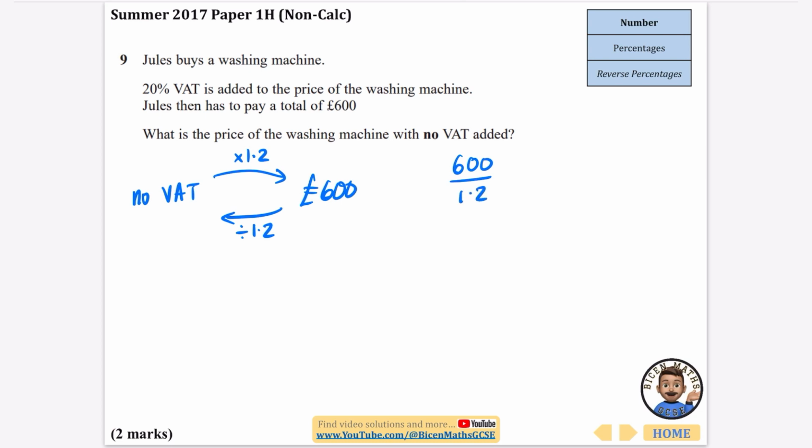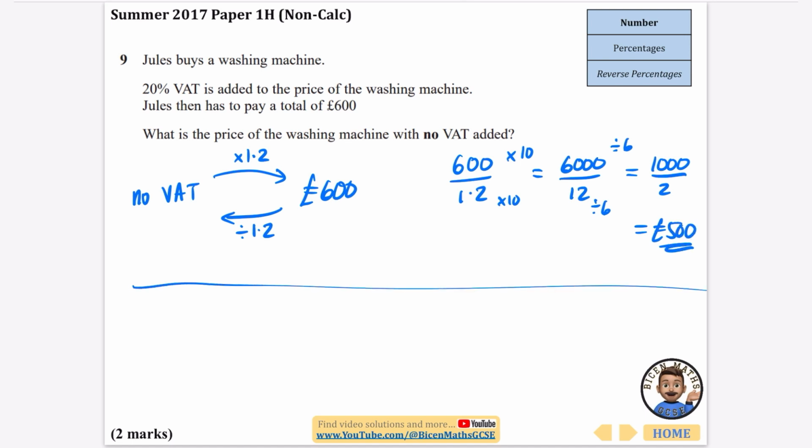Well, I don't like dividing by decimals, so I'm going to times the top by 10 and the bottom by 10. So that is 6,000 divided by 12. In fact, I can simplify this. I can divide the top by 6 and the bottom by 6. So that is 1,000. 12 divided by 6 is 2. And we get the answer of 500.